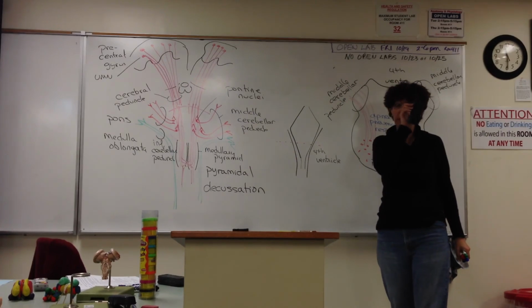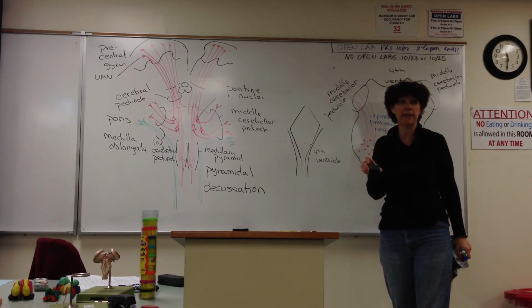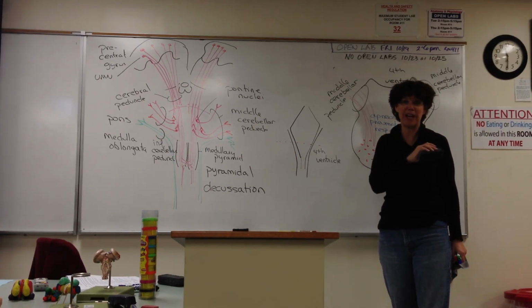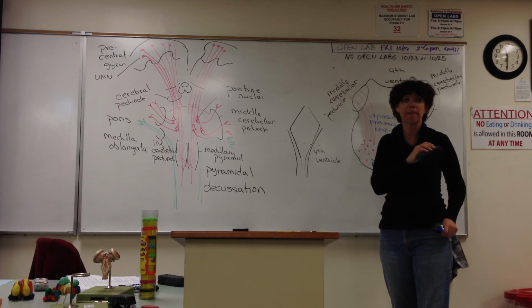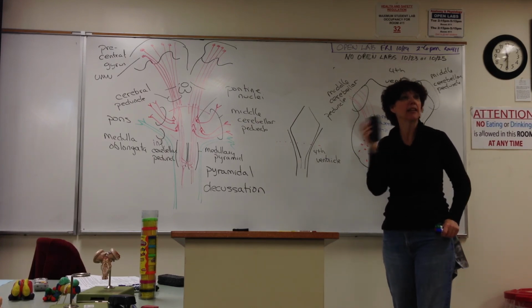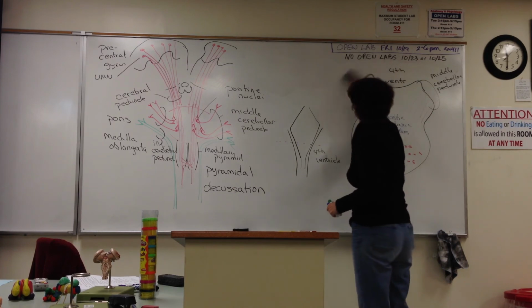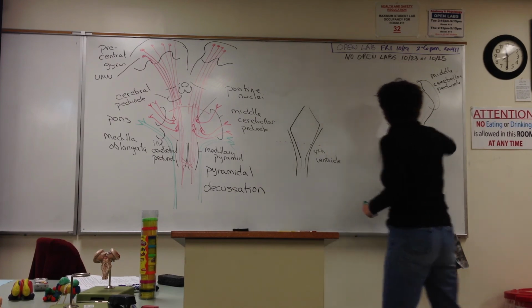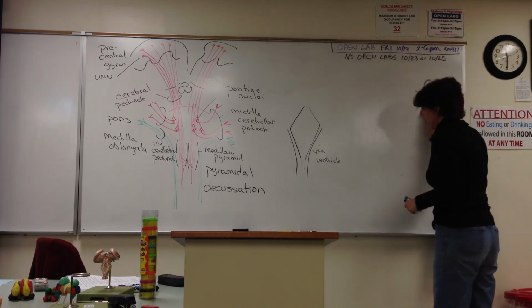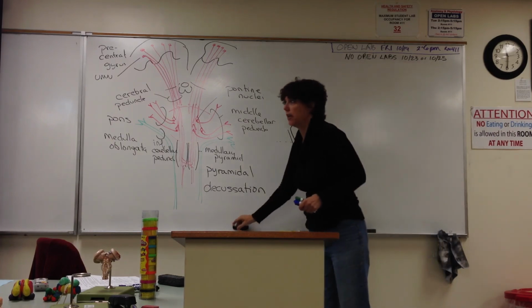If we cut the cerebral peduncle, would you be paralyzed on the same side or the opposite side of the body as the cerebral peduncle? Opposite. Excellent. Opposite, because it hasn't yet crossed over. Very good. All right, now let's look at a cross section of the, well, let's look at the door.